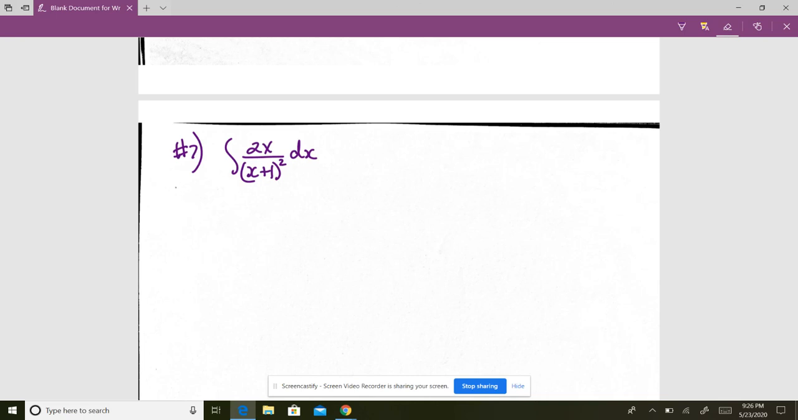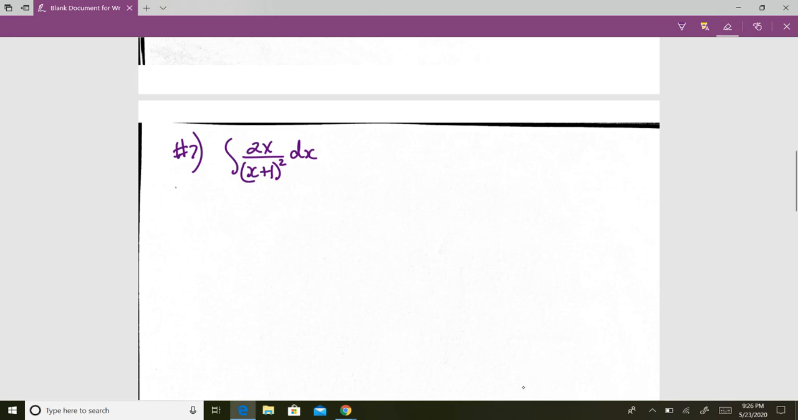It's late at night and I keep making stupid mistakes, but we're on question number 7, the integral of 2x over (x + 1) squared dx. So this is a standard u substitution. It looks like the stuff we did before. The bottom is a second degree polynomial with a binomial in brackets raised to the power of 2. That is screaming at you for u substitution.